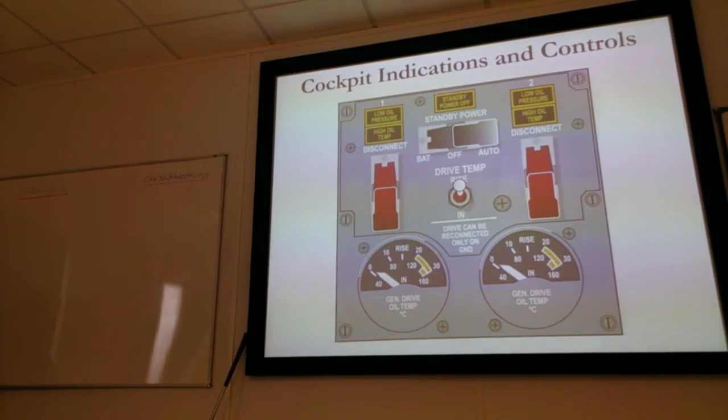This is the CSDU controller, again from an early type of Boeing 737. Dire warning, look: drive can be reconnected only on the ground. Once you disconnect your constant speed drive unit, there's no reconnection on this type until you're back on the ground. But really, all it's going to tell you is the oil pressure and temperature within there. Remember, it's a hydraulic system. It's 2 hydraulic motors running in there. That's your lot.